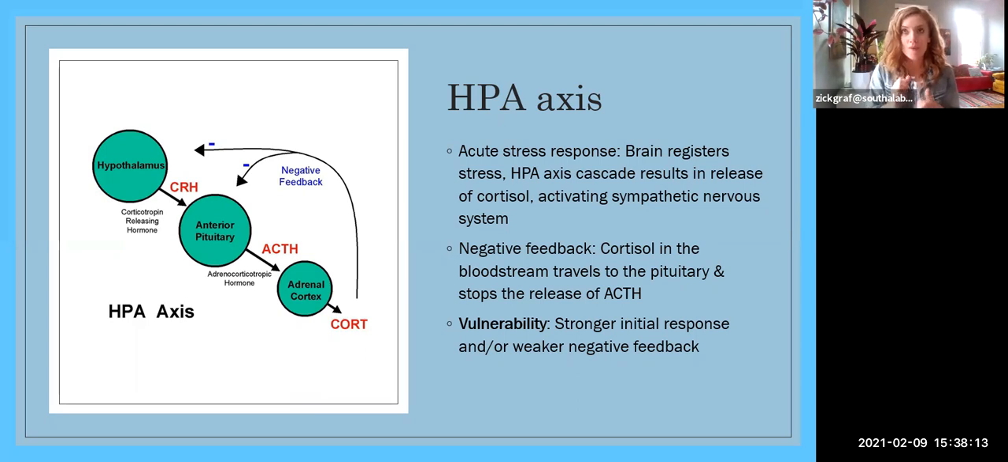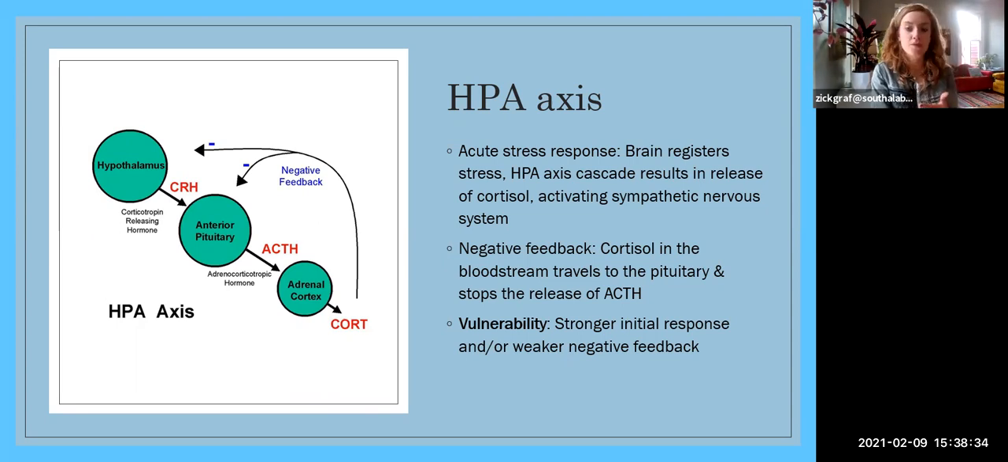ACTH, adrenocorticotropic hormone, when it enters the bloodstream, it eventually reaches the adrenal cortex, where it binds to cells in that cortex and causes those cells to release the hormone cortisol. Cortisol is our body's way of responding to stress. It plays a role in our immune system.